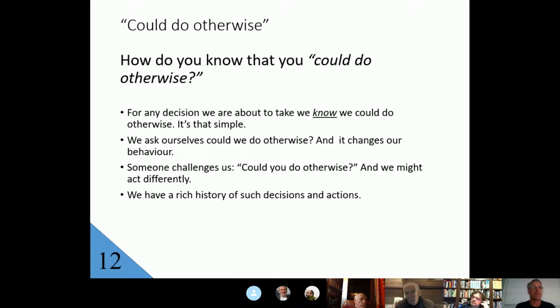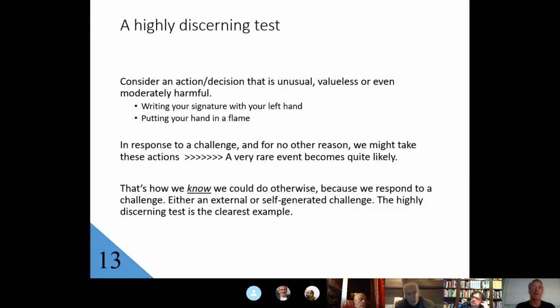So my challenge to model the phenomenon of free will is to have a model that reproduces this. So here is my test, in a sense, for free will. Someone was asking before how you can measure it. I would look for some action or decision that's unusual or has no value, or maybe is even a bit harmful. So if I asked you to write your signature down, you would probably pick up your pen with your right hand and write your name. If you're left-handed, you'll have to transpose the two. If you're ambidextrous, you can just be smug.